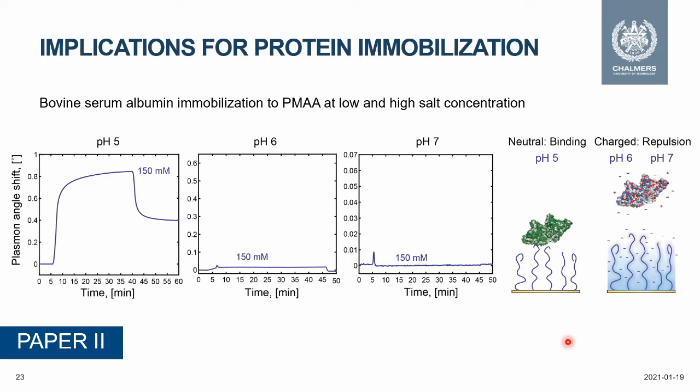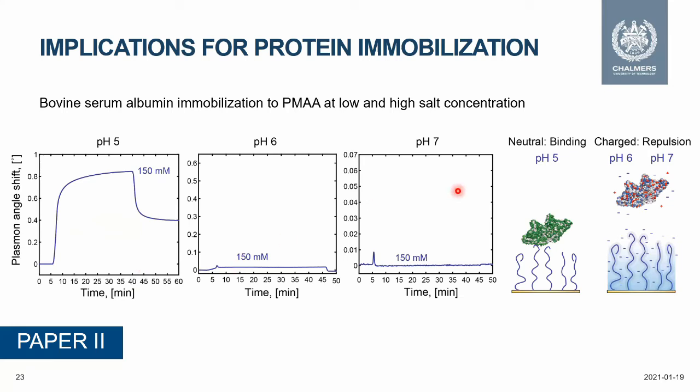We wanted to study and know what the implications of these shifts in the pKa as a function of the salt concentration has for protein immobilization. So to do this, we studied BSA immobilization to PMAA, first at physiological salt concentration, 150 millimolar, and for 3 different pHs, 5, 6, and 7. So we know from paper 4 that proteins will immobilize to the PMAA brush when it is neutral at pH 5. This is what we see here. But that it will be repelled from the brush when it is predominantly charged at 6 and 7.